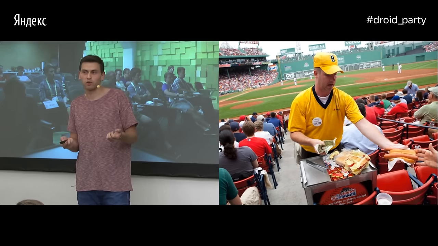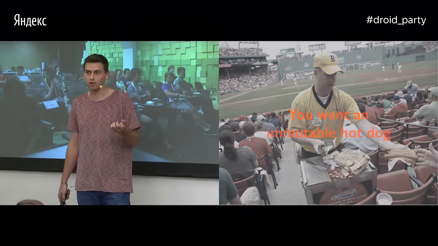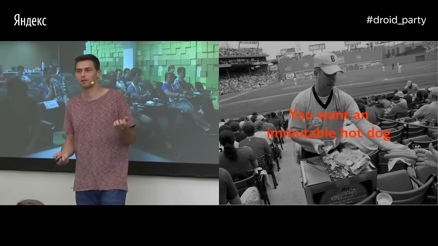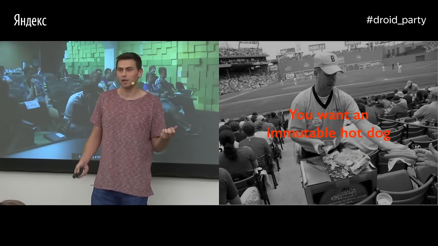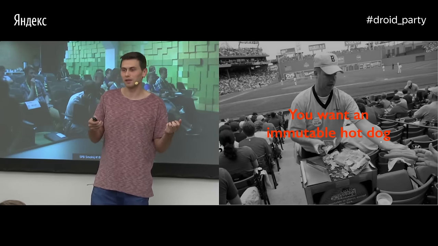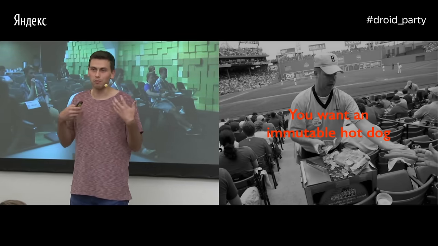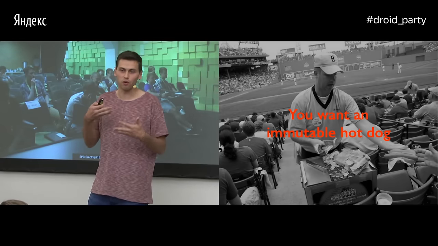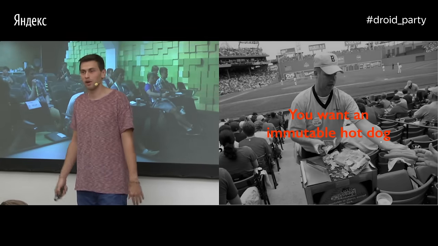But actually, you don't want anybody to bite a bit of your hot dog, right? So basically, you want an immutable hot dog. And that actually means immutability is a core principle which we should apply more. Unfortunately, Java as a programming language doesn't cover that per se well. But there are ways to do that.